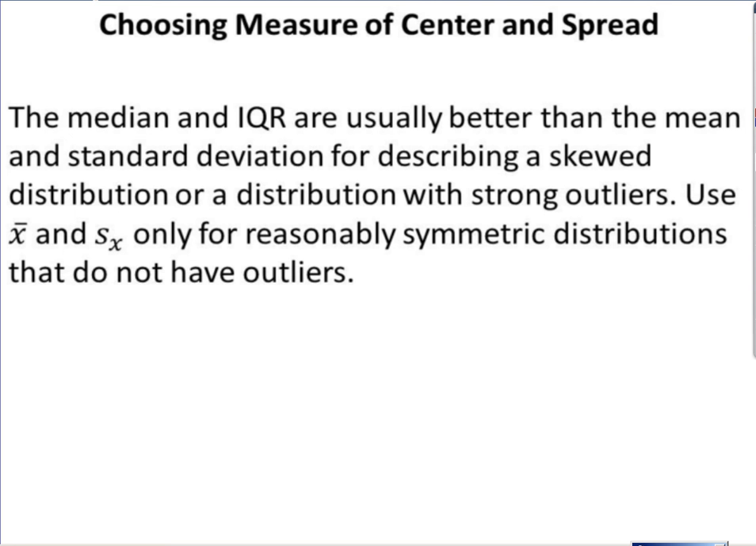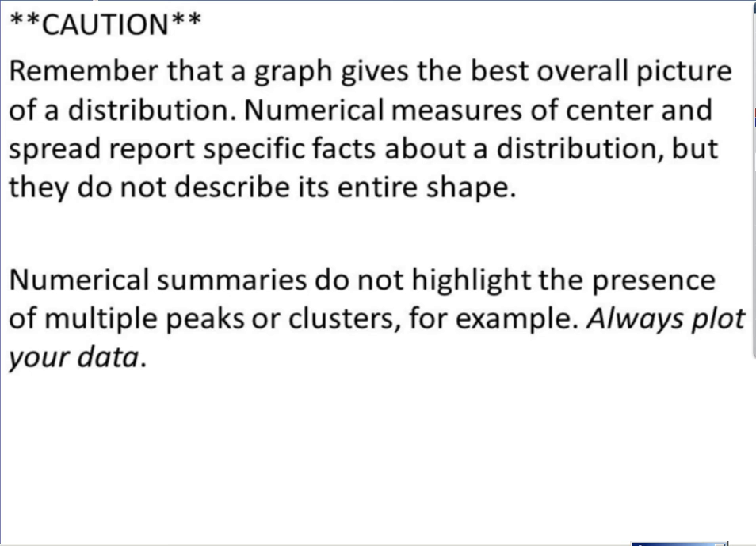The median and the IQR are usually better than the mean and standard deviation for describing a skewed distribution or a distribution with strong outliers. We're going to use x bar and s sub x only for reasonably symmetric distributions that do not have outliers. You need to be cautious. Remember that a graph gives the best overall picture of a distribution. Numerical measures of center and spread report specific facts about a distribution, but they do not describe its entire shape. Numerical summaries do not highlight the presence of multiple peaks or clusters, for example, so make sure you always plot your data.